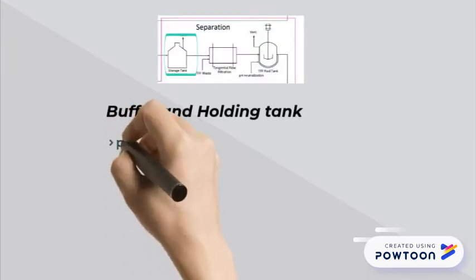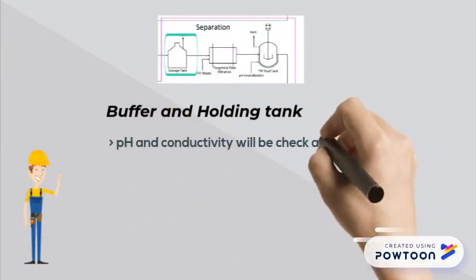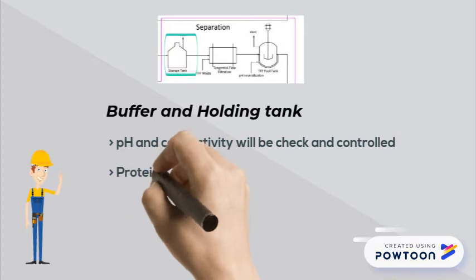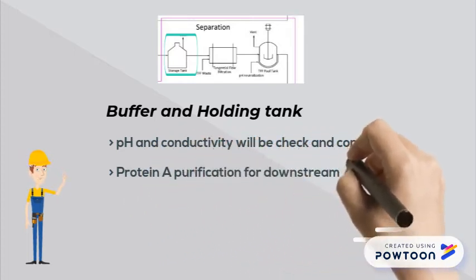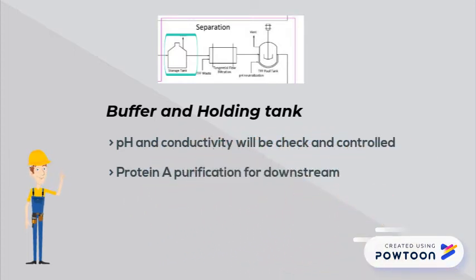Buffers will be mixed with WFI in disposable containers, and their pH and conductivities will be checked and controlled until the buffers are used. The media and product will then be collected and stored in storage tanks, in which Protein A purification will then be conducted and processed further downstream.